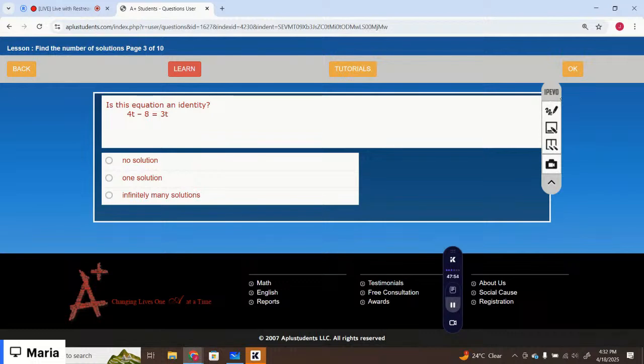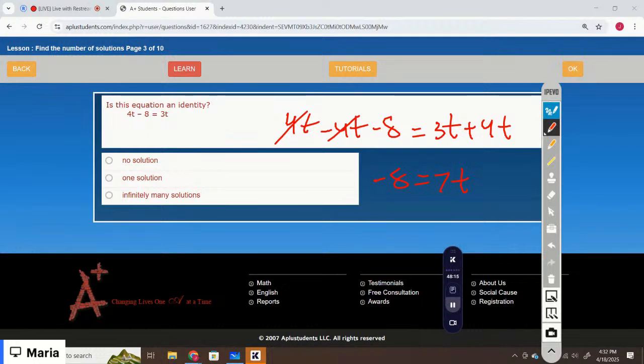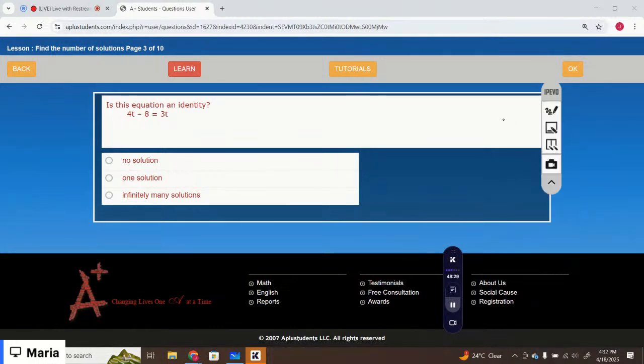Solve the equation. Is this equation an identity? So let's just subtract 3t from both sides, or you can subtract 4t. 4t minus 4t minus 8 is equal to 3t plus 4t. 4t minus 4t is 0, negative 8 is equal to 7t. So that is t is equal to negative 8 over 7. When we have an equation like this, a variable on one side and a value on the other side, that means there is one solution. The equation has one solution. Option number two is the correct option.